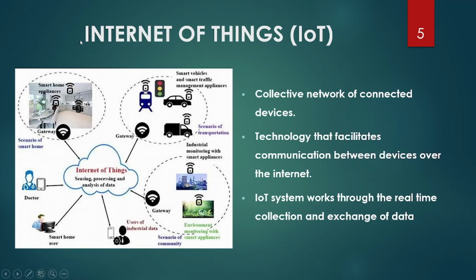So now we are going to explain the Internet of Things. What do you mean by Internet of Things? Collectively, a network of connected devices which will be operated through a network is called the Internet of Things. Here, it is the technology that facilitates communication between devices over the internet. An IoT system works through the real-time collection and exchange of data.